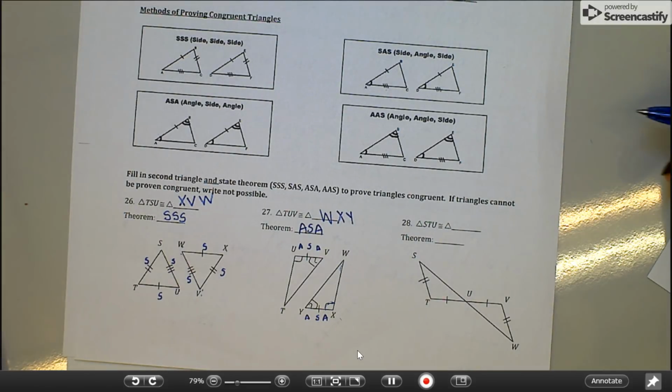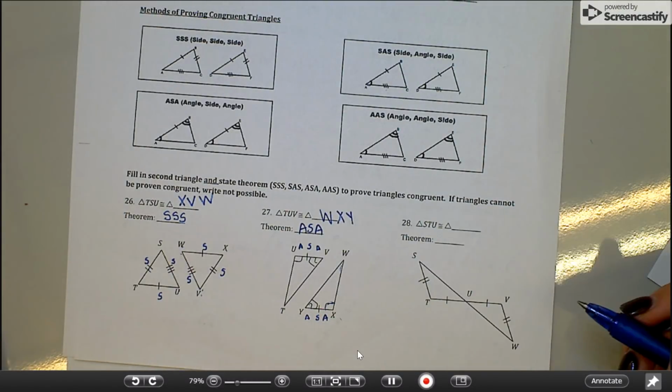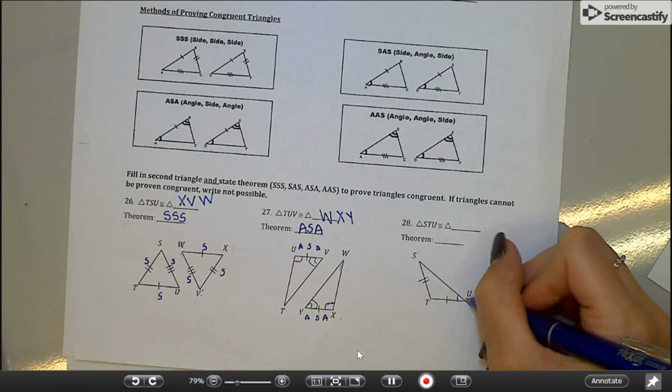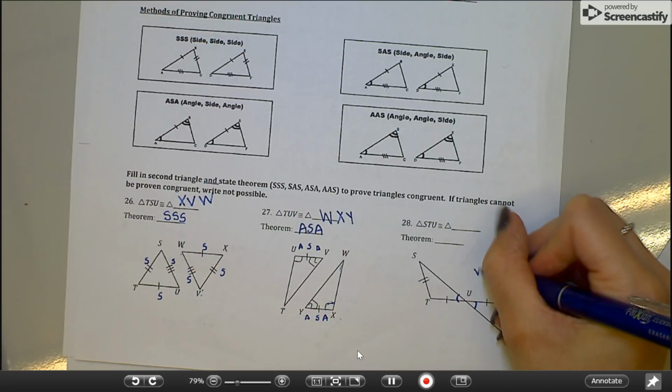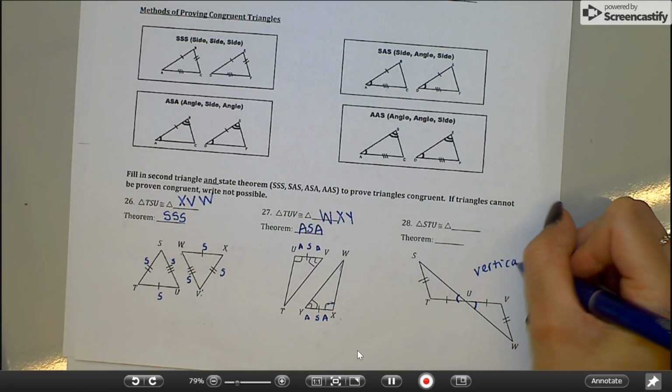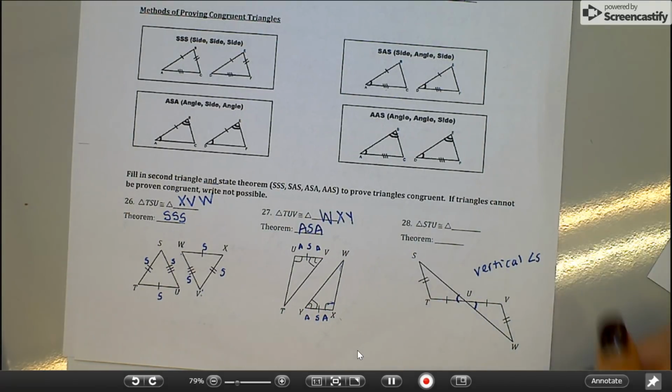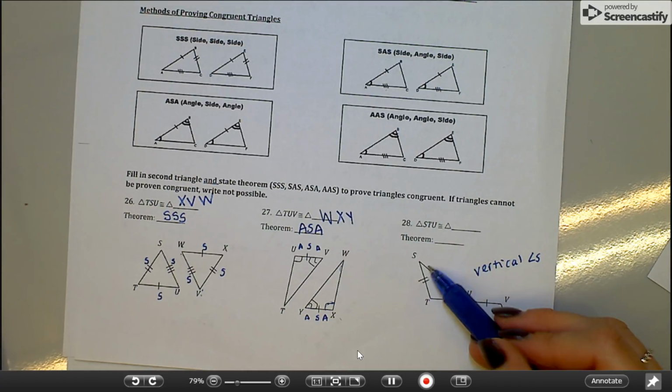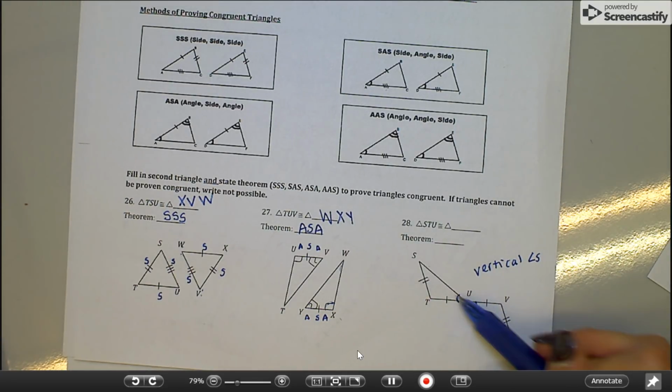Now we have this figure where we know these are called vertical angles, and we know that vertical angles are congruent. Okay, vertical angles are when you form like an X type shape. You know that those opposite angles will be congruent.